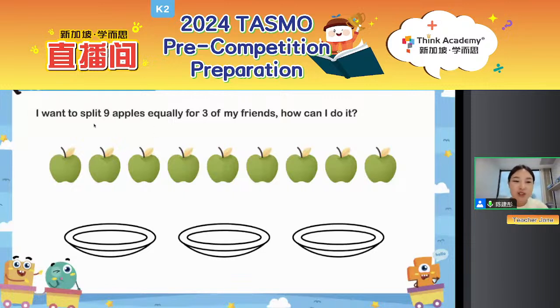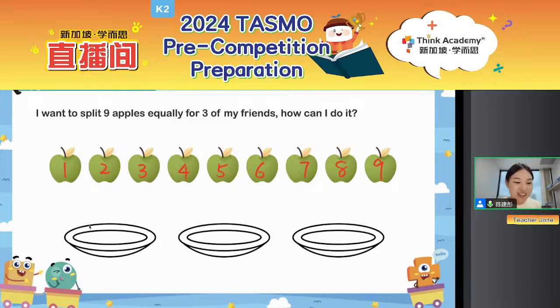This time, I want to split 9 apples equally for 3 of my friends. How can I do it? Everyone, this time, we can see there are how many apples in total. You can type in your chat box. How many apples are there in total? Okay, we can count together. That is 1, 2, 3, 4, 5, 6, 7, 8, 9. 9 apples altogether, right? Good job.